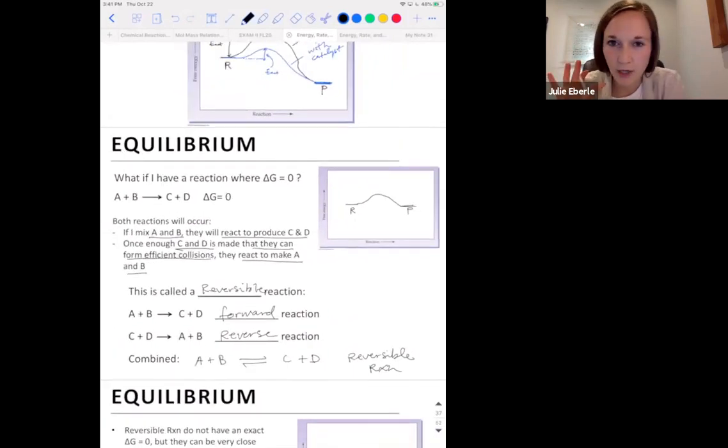I know I still have not defined equilibrium yet, but only systems that are reversible can reach equilibrium. You do still have reactions in nature that are one direction and one direction only. I'm trying to think of a good example of that.